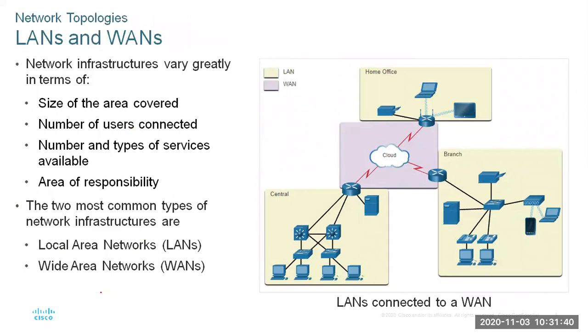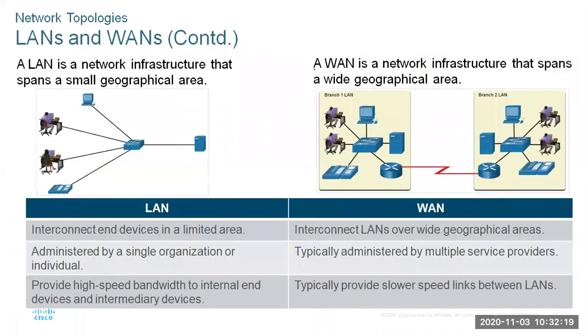Now, the network infrastructure may vary, like we said, depending on the size of the area covered, the number of users that are connected, or the number and types of services that are available. That will help us to understand the concept of either a local area network or a wider area network. The two most common types of network infrastructure, like we said, are the local area network and the wider area network.